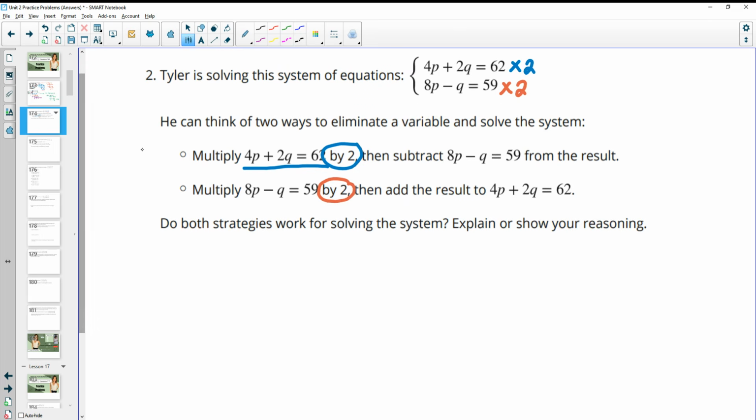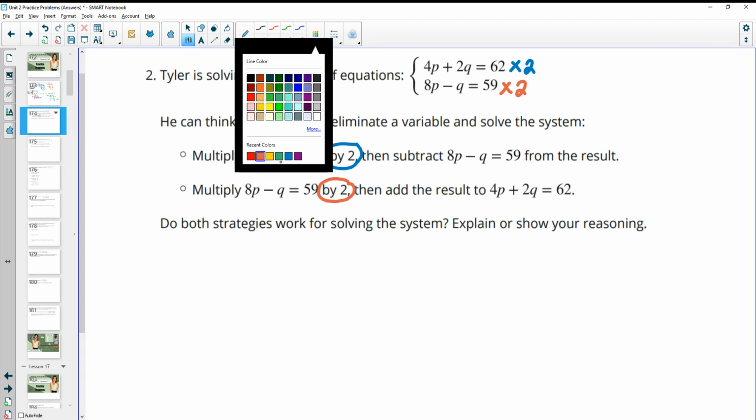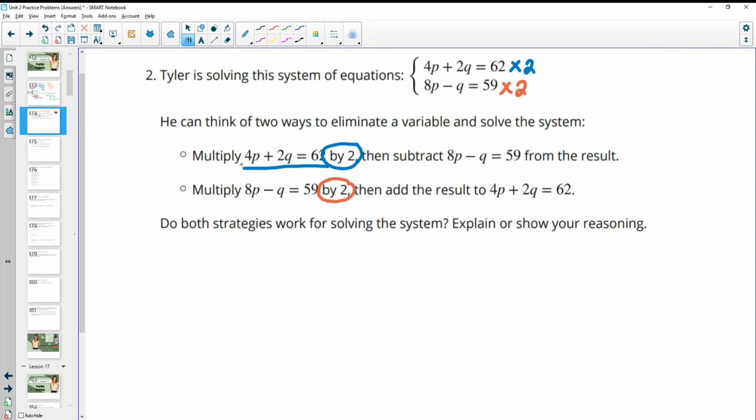So do both strategies work? Explain or show your reasoning. So let's just write out the first one. So if we take this top equation and we multiply it by 2, so 4p times 2 would be 8p. 2q times 2 would be 4q. And then 62 times 2 would be 124. And then he would have kept the original second equation the same. So he would have this.